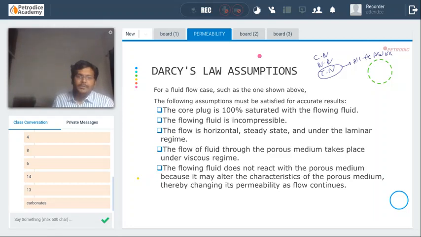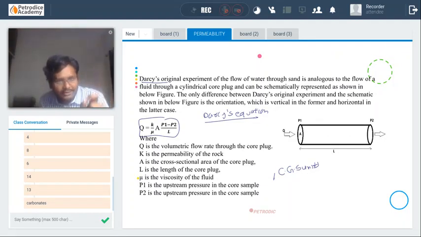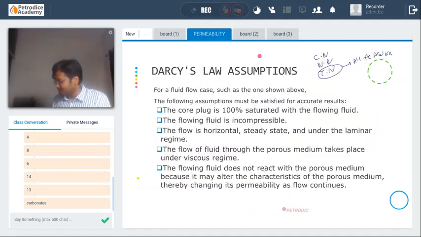Okay, so first write down the main assumptions of Darcy's law. For this particular Darcy equation to give more accurate results, we need to follow these assumptions, or we need to assume these particular ones. So first write it, we will discuss each and everything.